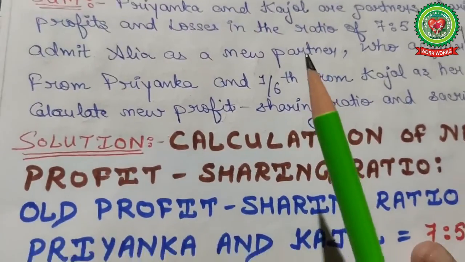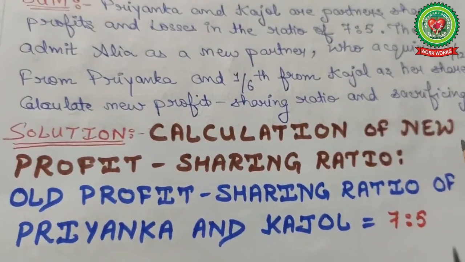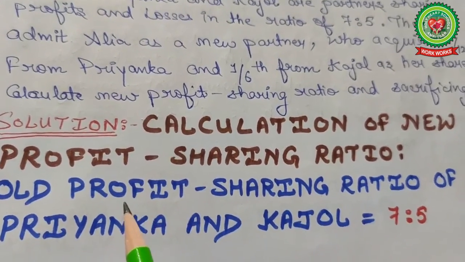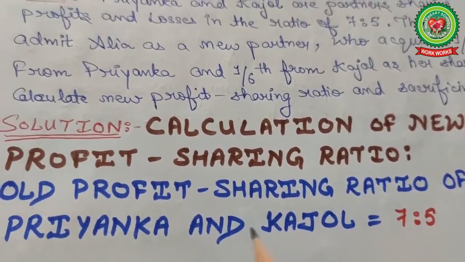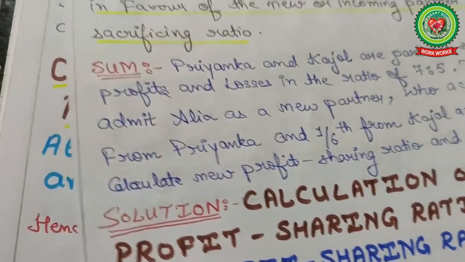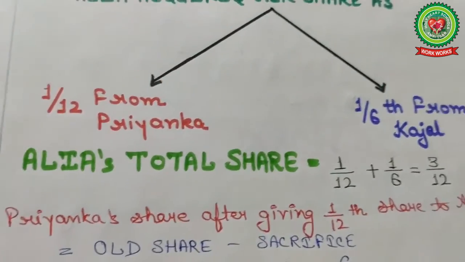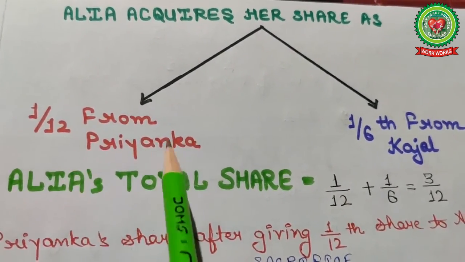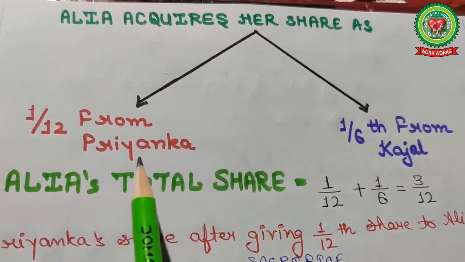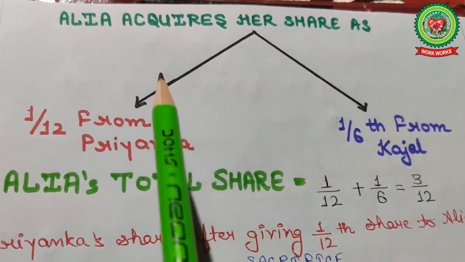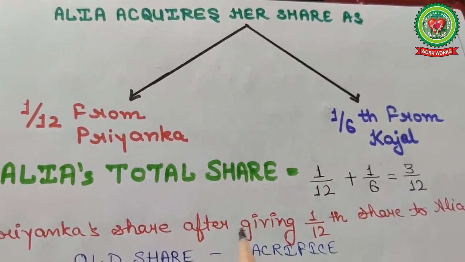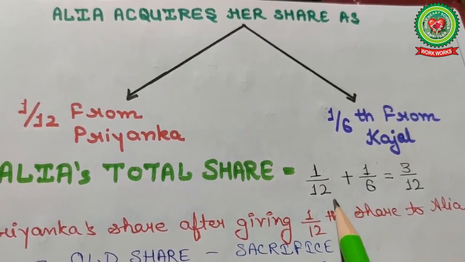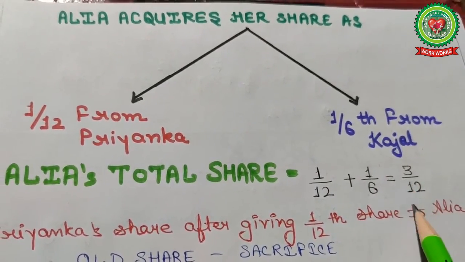Then in this case, first of all, see the calculation of the new profit sharing ratio. How to compute the new profit sharing ratio? The old profit sharing ratio of Priyanka and Kajol, 7:5, is already given to you. Then see, Alia acquires her share as 1/12 from Priyanka and 1/6 from Kajol. Both old partners sacrifice in favor of Alia 1/12 and 1/6. Now find out Alia's total share. Add up the sacrifice made by the old partners, 1/12 plus 1/6 is equal to 3/12.